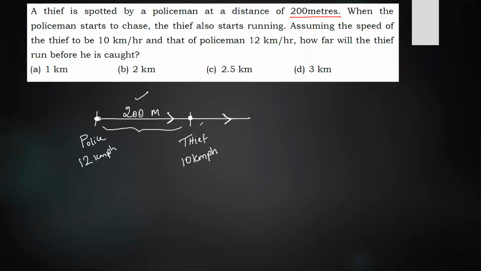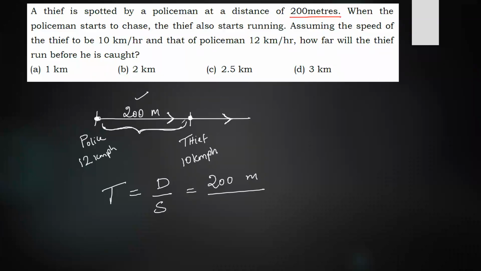Right? So I already told you in the last question, the initial distance is important. Afterwards, whatever distance they are covering, that's not an issue. Initial distance we need to cover. The distance between the police and the thief is 200 meters. He has a lead of 200 meters, right? After that, in every hour, 2 kilometers will be gained by the police. So this first 200 meters distance is the important thing here.